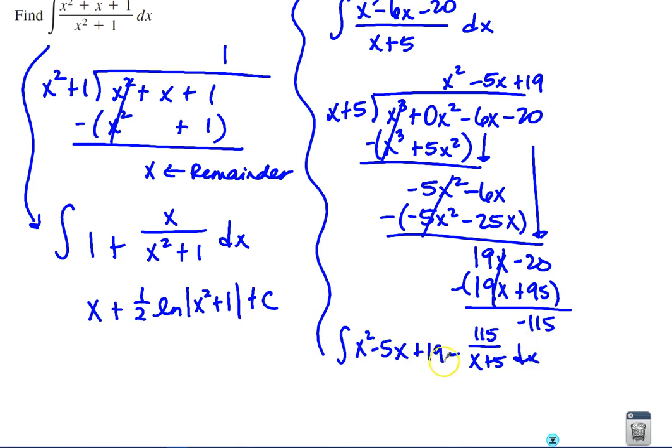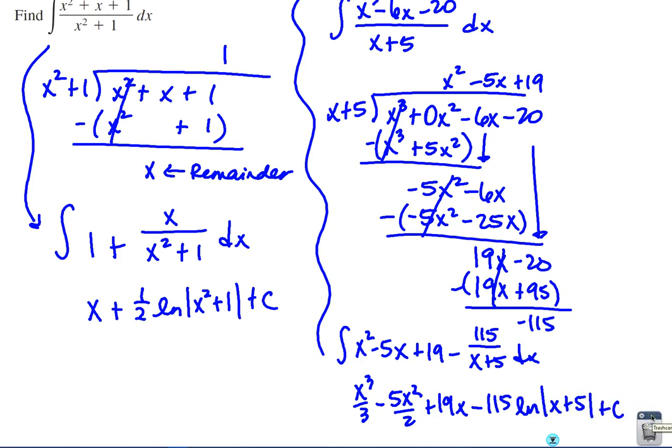Simple, simple, simple integration, natural log integration. So this is going to become x cubed over 3 minus 5x squared over 2 plus 19x minus 115 natural log absolute value of x plus 5 plus c. Again, that was just another round of using long division before you can do your natural log properties. Okay, let's keep going, see what else we got on our notes for the day.